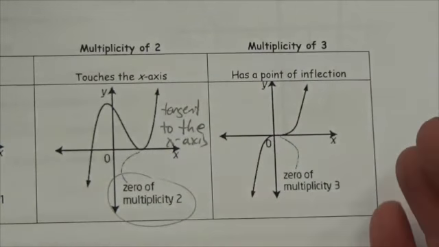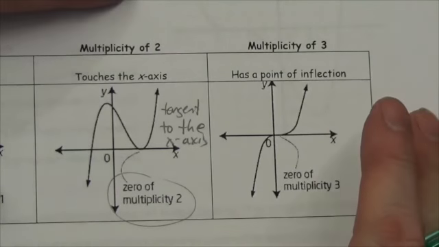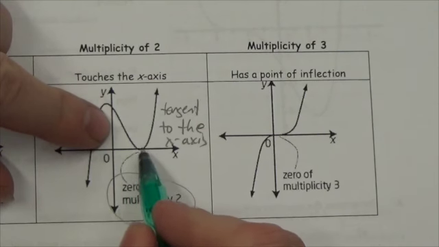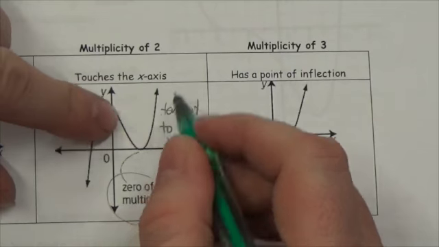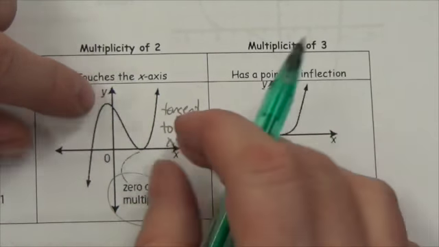Now, we could continue on and look at multiplicities of 4, 5, and so on. However, every even multiplicity is going to roughly look like this. Okay? You increase the multiplicity, and what happens is you increase how steeply the graph approaches the x-axis, but it's basically going to look the same thing, like the same thing here.